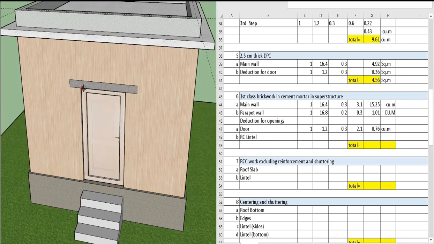We have not considered this RCC lintel portion. We have the bearing of 0.3 meter on both sides. That means from this portion to this portion, that is 0.3 meter. So we have to deduct all these portions.